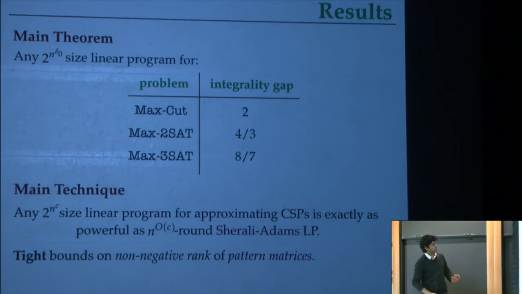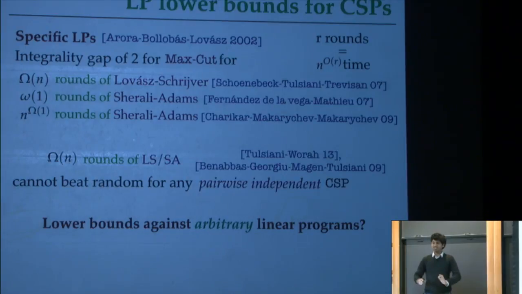LP, let me first tell you a little bit about history so that we can place all these results in context. Okay? So linear programming lower bounds is by no means a new endeavor. It's been going on for a long time. And in the beginning, linear programming was a very versatile tool for algorithm design. So in the beginning, people would come up with LPs and try to analyze them.